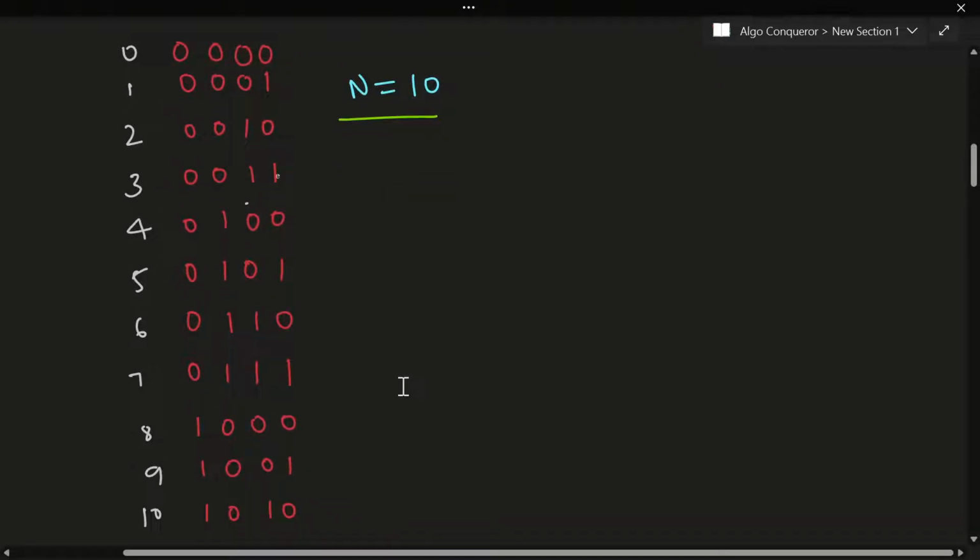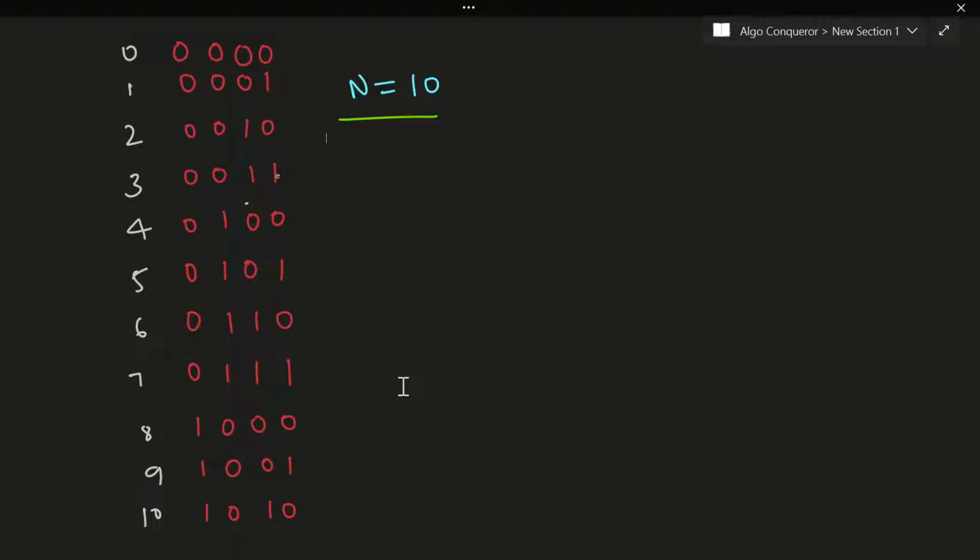How will you solve this problem? What's the first thing that comes to your mind when you're asked to solve this problem? Yeah, that's the brute force way. We start from 1, count the bits of 1, add it to the result, and then we go to 2, count the bits of 2, add it to the result, and then we go to 3, and we repeat the process and so on until we reach 10.